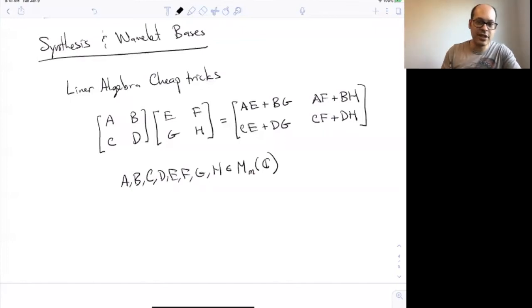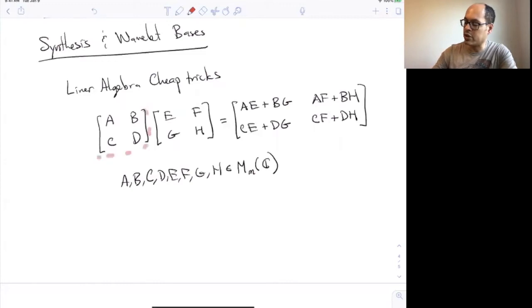So to see that this is actually a nice way of living our lives, let's take a look at how we can invert this analysis matrix to get the synthesis matrix and the basis of these CDF22 wavelets. To begin, let's take a look at some cheap tricks from linear algebra to make our lives easy. Let's suppose we have these block matrices.